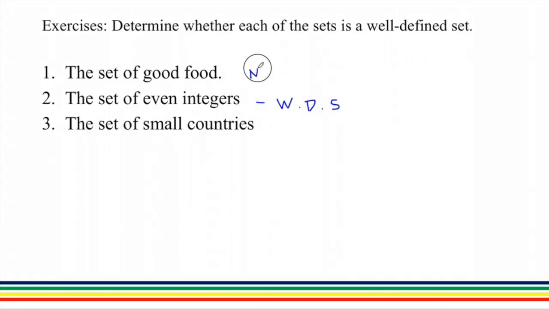Number 3, the set of small countries. This is considered not a well-defined set. So those are the differences between well-defined and not well-defined sets.